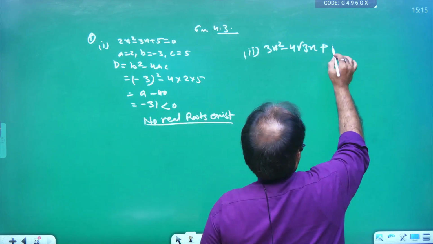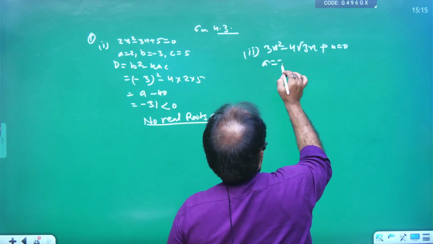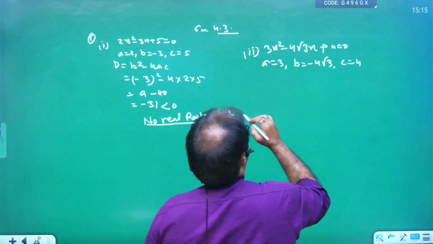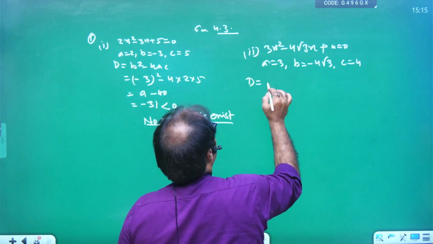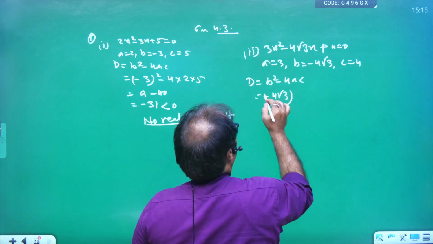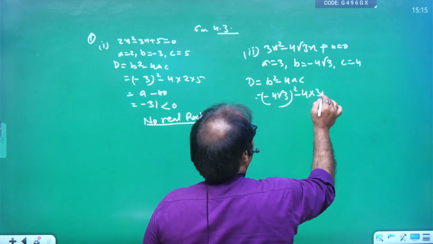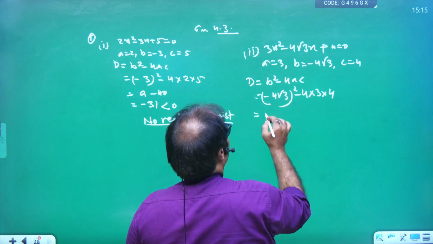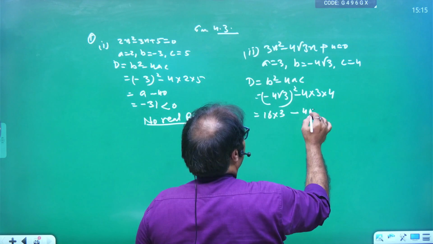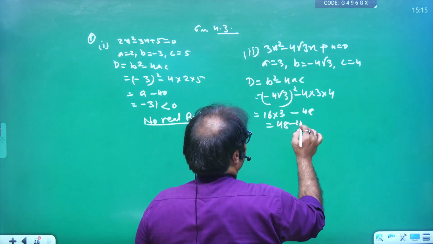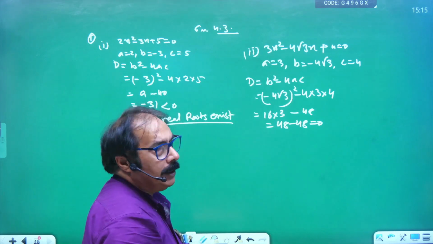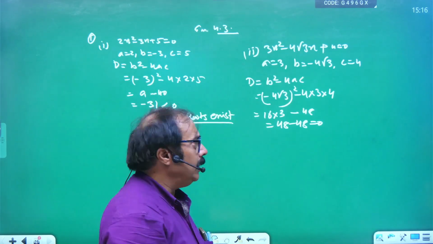So here a is equal to 3 and b is equal to minus 4 root 3 and c is equal to 4. So find discriminant, that is b square minus 4ac. So minus 4 root 3 square and minus 4, a is 3, c is 4. So the square of minus 4 root 3 is 16 times 3, 48, and this is also 48, minus 48, that is 0. So when the discriminant is equal to 0, then the nature of the roots are real and equal.